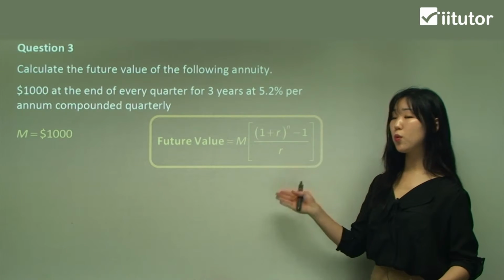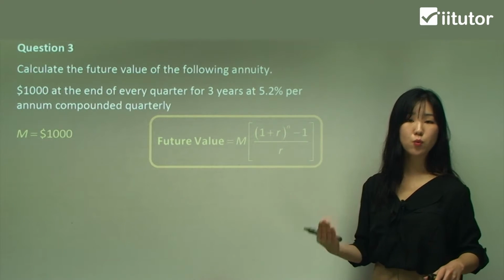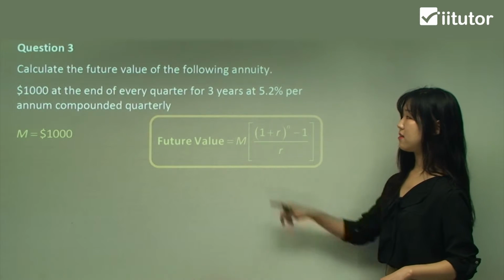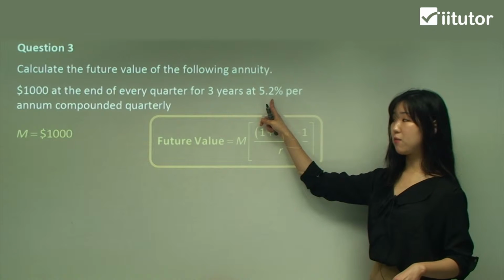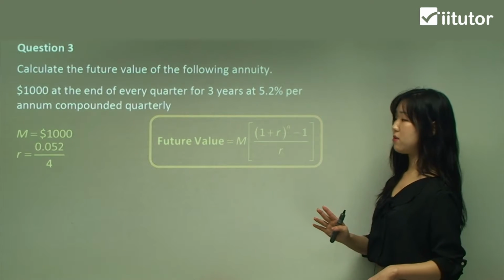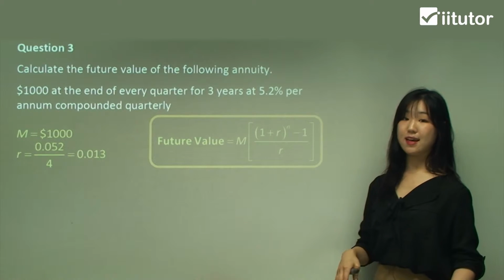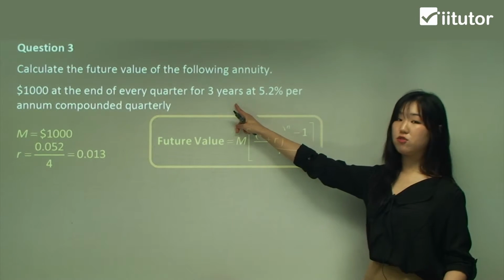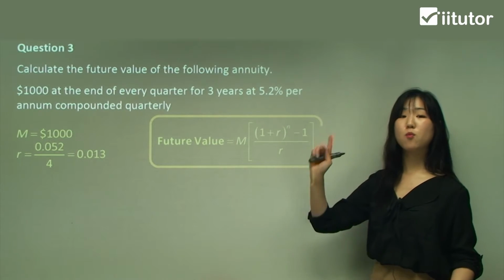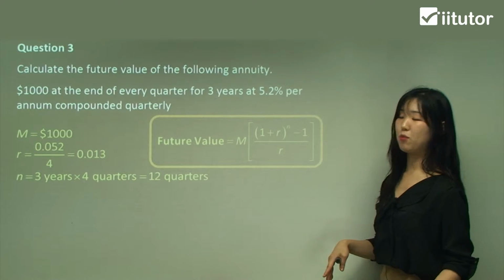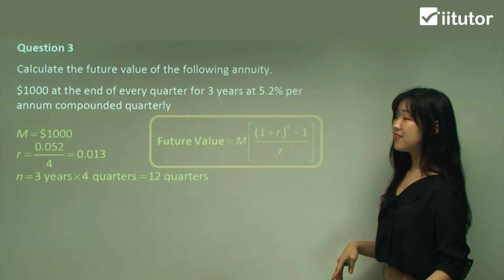Because it's compounded quarterly, we've got to convert everything to quarters, don't we? So that's a quarterly investment. Now rate, it's 5.25% per annum. How many quarters in 1 year? There's 4. So we divide it by 4 and calculate that. Our N is 3 years, but we have to change it to quarters. There's 4 quarters in 1 year, so in 3 years there must be 3 times 4 quarters, and that's what I get. Yeah? So now I've got everything.